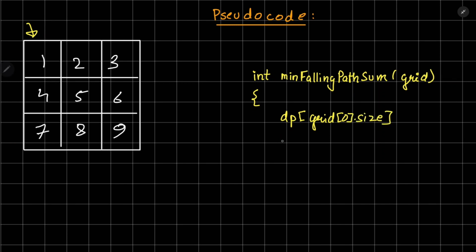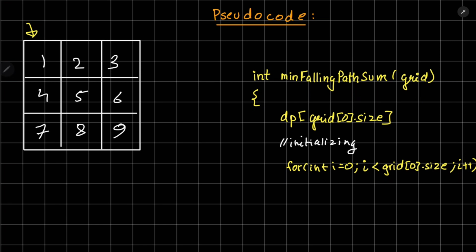And now first we will initialize this dp array. We are initializing this dp array by the first row. As we have discussed, it will contain the first row. What we will do is traverse the first row of the grid. So for this we will write a for loop, and in this for loop dp of i is equal to grid 0 of i. Okay, so we have initialized the dp array.